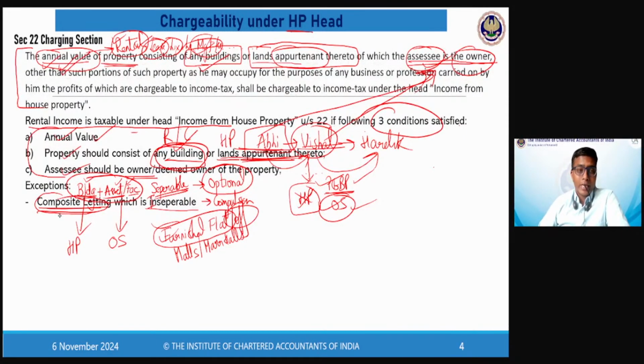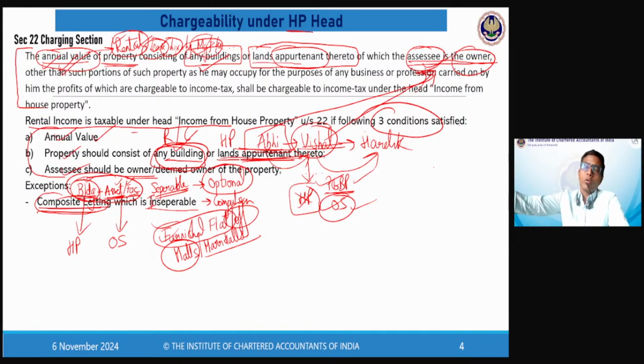Second possibility of composite letting is inseparable, of which the best example is your malls, marriage halls, where it is a compulsion that along with the asset, I need the facilities. Like if you take a shop in a mall on rent, the mall owner is not only giving you the space, the mall owner is also giving you the security who's standing at the gate of the mall. The mall owner is also giving you the facility of centralized AC, the facility of elevators. So many facilities are given in the mall to one shop owner. These are by default, they are part and parcel.